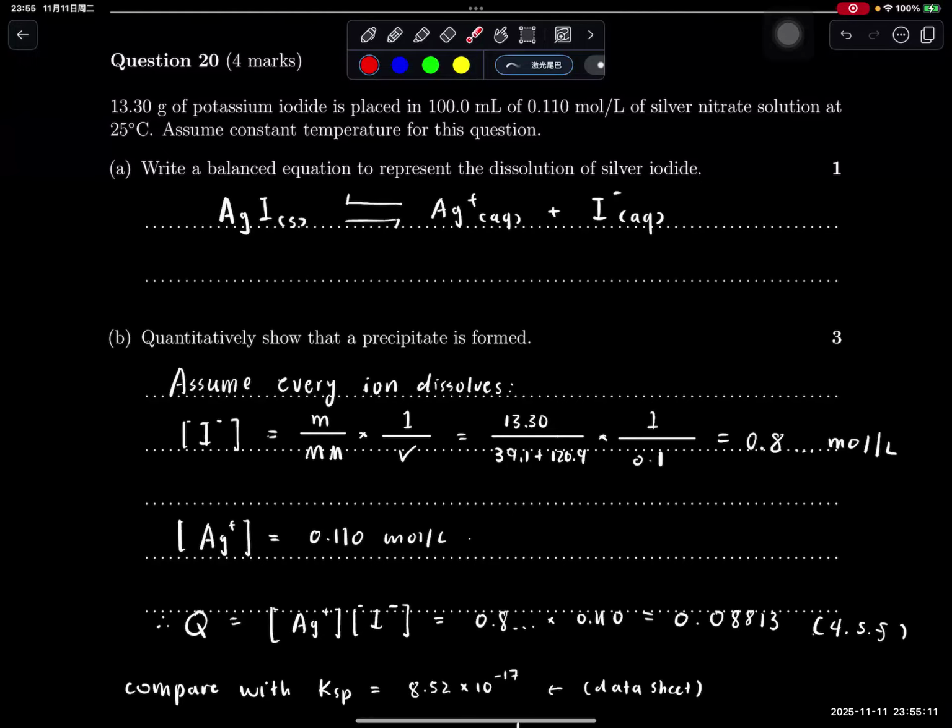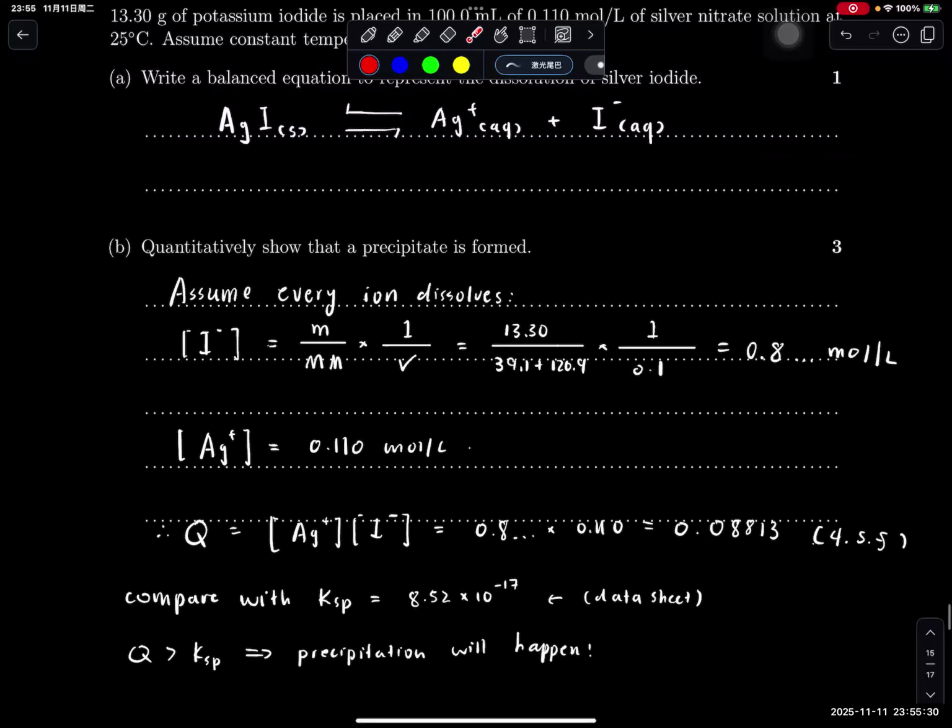Whenever we're being asked to show whether a precipitate is formed, the equilibrium quotient is your way out. Okay, so calculate the molar solubility of iodide and silver, given that if it dissolves, and then calculate the equilibrium quotient, and then compare with the KSP value on the formula sheet. End up finding that it's actually very much larger, so precipitate does form. Okay.